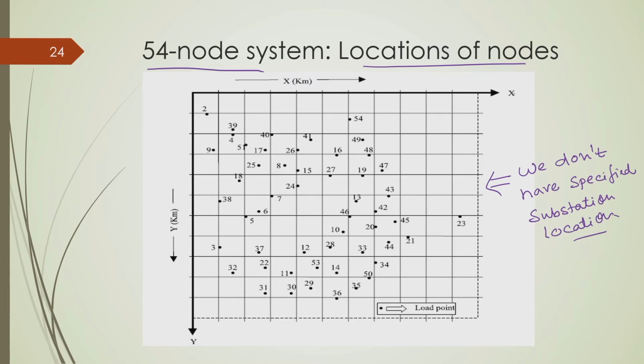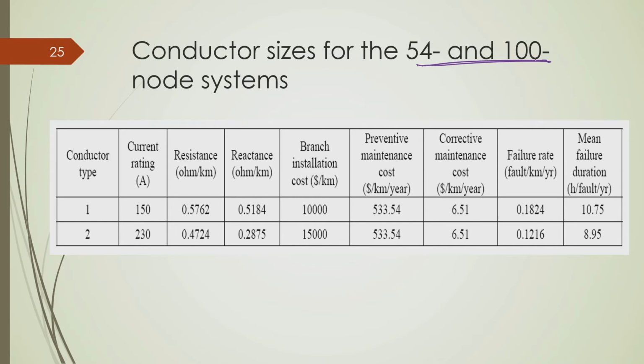Okay. And these are the coordinate systems. This information related to their respective position of all these nodes are specified, from which you can eventually find out the distance from one node to other. Okay. But for this 54 and 100 node system, we have used only two conductor type. One is conductor type 1 and type 2. Okay. So, type 1 is having ampacity of 150 ampere and type 2 is having ampacity of 230 ampere.